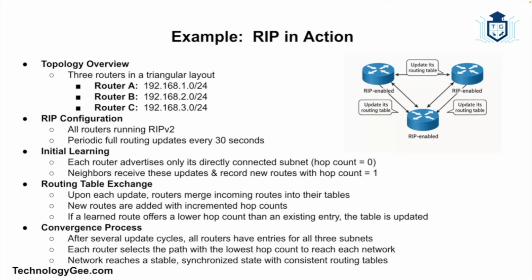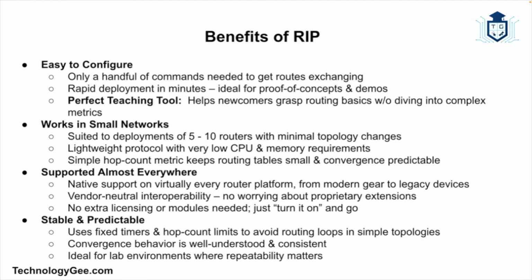Now, each router will learn about its directly connected networks. They will also send its routing table to neighbors every 30 seconds, and they will update their table when they hear about new routes with hop counts. Eventually, all routers learn about all 3 networks, and each knows the best or shortest hop path to reach each subnetwork. All right, so let's talk about some of the benefits of RIP.